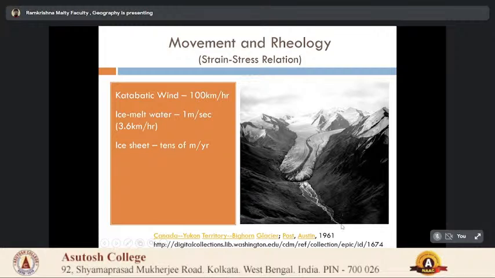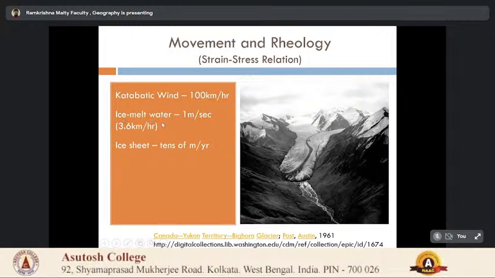On this particular gradient, three kinds of materials are moving. One is ice. Ice moves, water moves, then another substance, that is the wind. You know the katabatic wind, the down valley wind, also blows in this environment. The mountain wind, the katabatic wind, moves down. So three materials, wind, water, and ice, move on the same slope. Then which has the maximum speed? Wind has the maximum speed for movement, 100 km per hour.